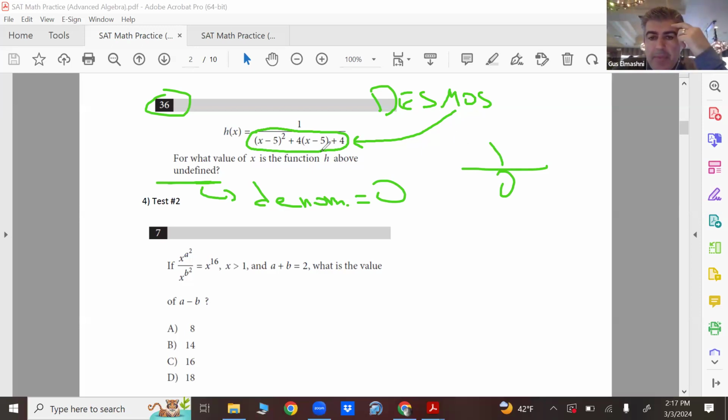Well, here's what I'm going to do. I'm going to graph that bottom, just the bottom, not the whole thing, just the bottom, and see where it crosses the x-axis. So if you guys can open up Desmos, go ahead and graph that.